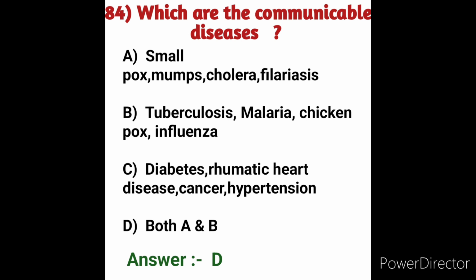Communicable diseases are illnesses that spread from person to person, or from animal to person. From foods also we can get communicable diseases. These diseases can all be transmitted during air travel, through droplets and direct contact also. This is a communicable disease. Option D, both A and B, is the correct answer.